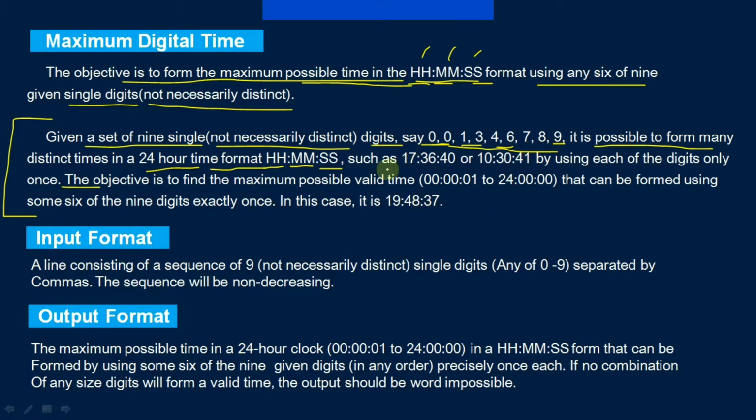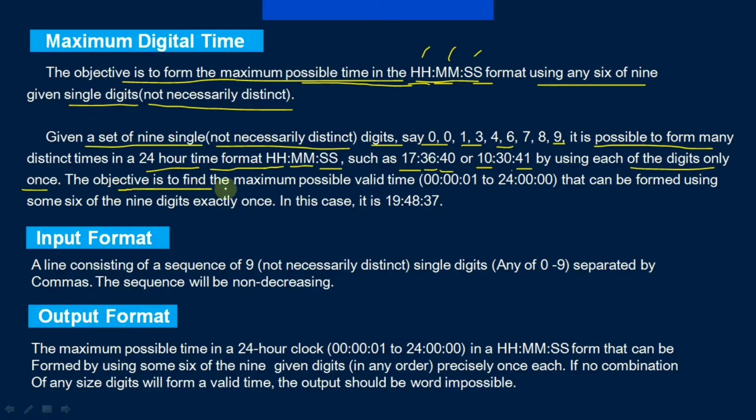You can see that we can form 17 hours 36 minutes and 40 seconds, or you can form 10 hours 30 minutes and 41 seconds. You can form many other distinct times also, by using each of the digits only once. That means you cannot use a single digit multiple times while forming the distinct times in a 24-hour time format. Here we are using 0 twice because 0 is occurring twice in our input. That is why we can use 0 twice. If 0 was occurring once, we could not form this time, because every single digit you have to use only once.